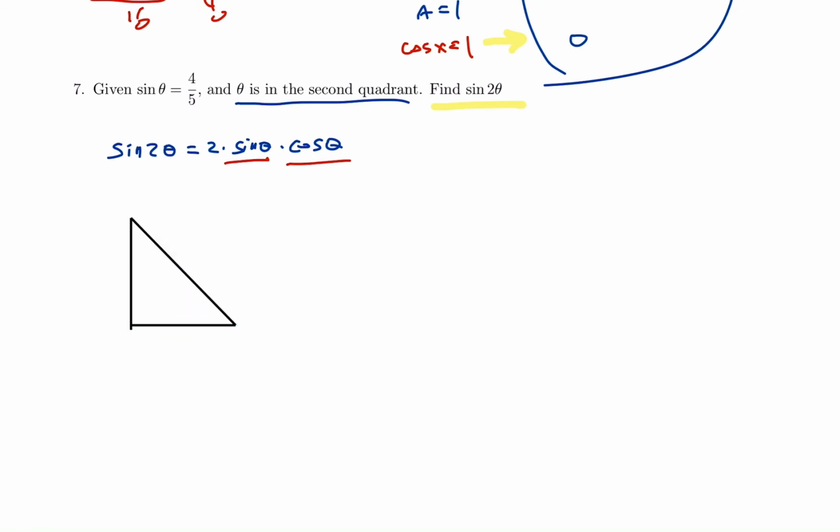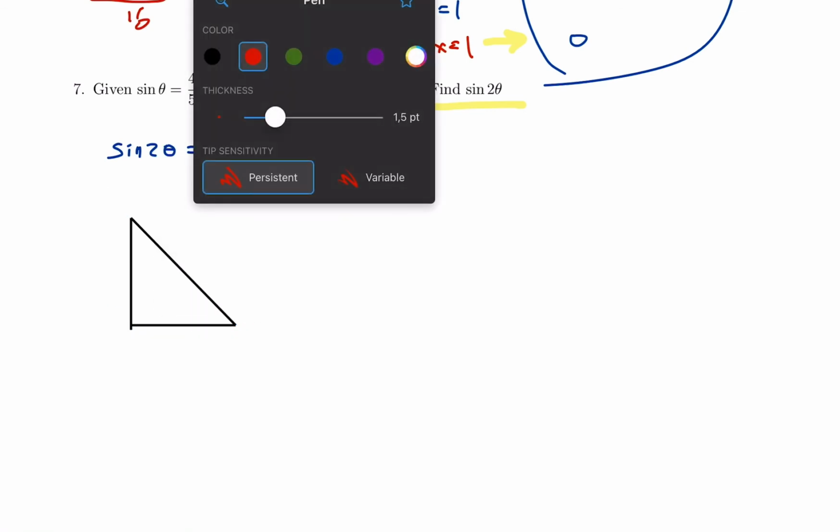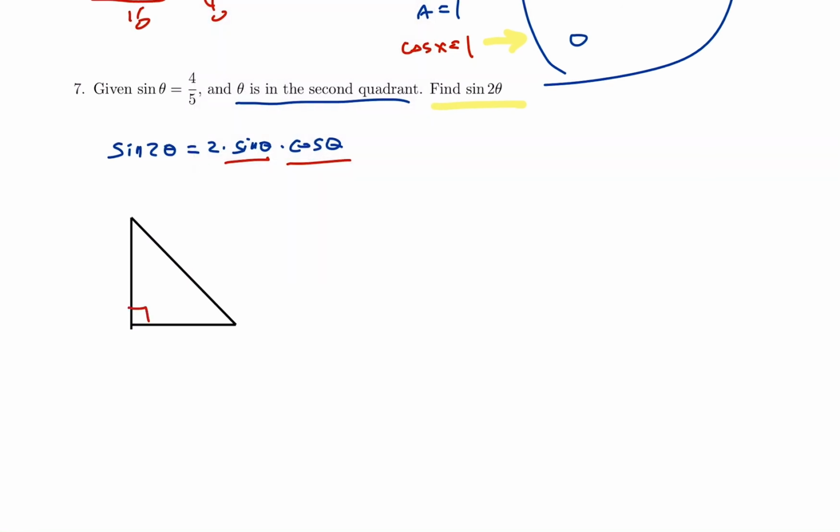This is not a perfect right triangle. Well, perfect as I can draw it. Here's a right triangle. Here's the theta. Sine is 4 over 5. That means the hypotenuse, or radius length, is 5, and this vertical length is 4.